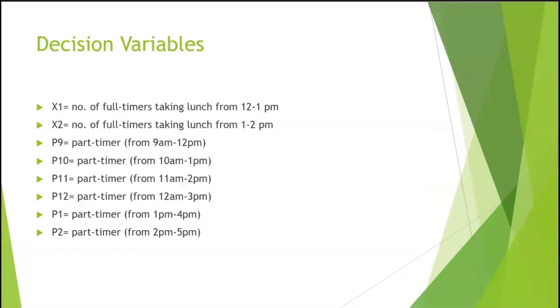With all the information laid out for the problem, we were able to define our decision variables. Starting with x1 and x2, which were given to us in the problem, we have the number of full-time tellers with their lunch from either 12 to 1 or 1 to 2. And then we have laid out each of the part-time workers that will be starting at each of the given hours.